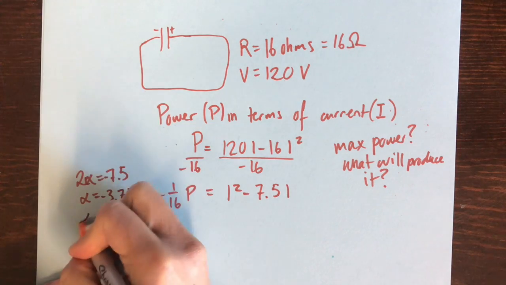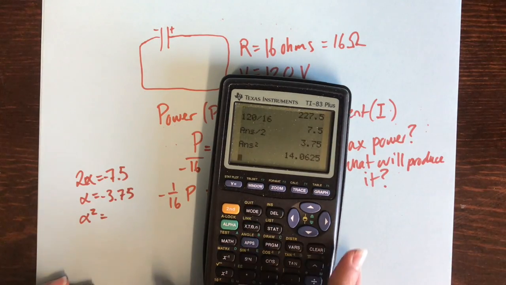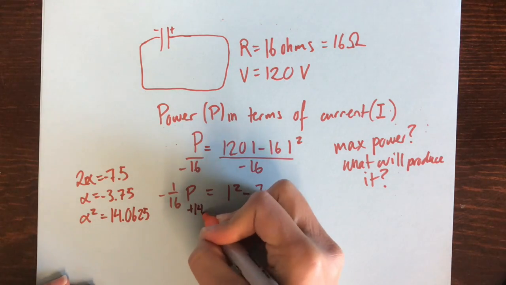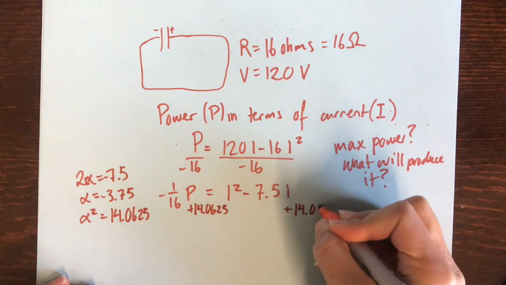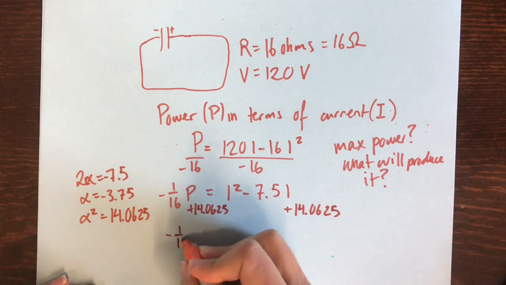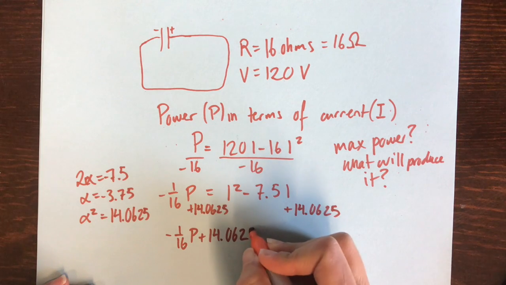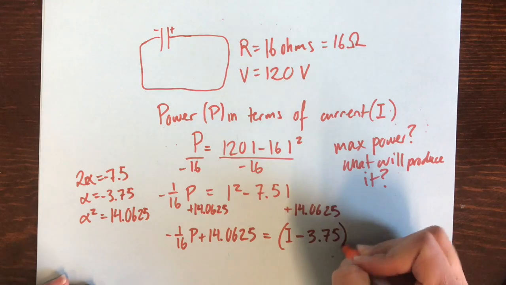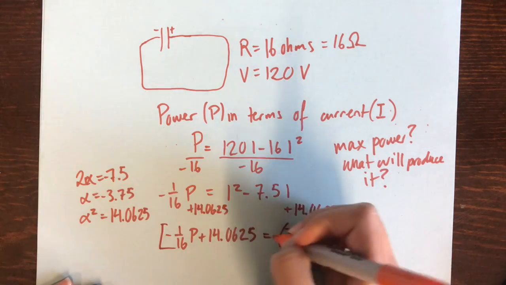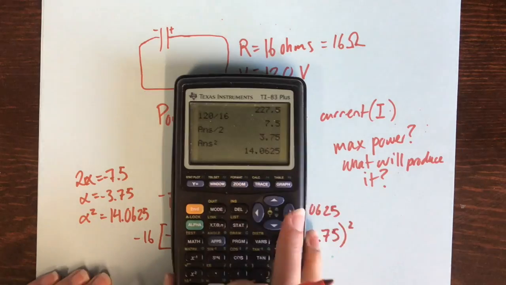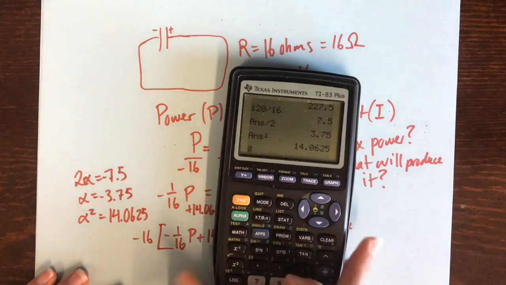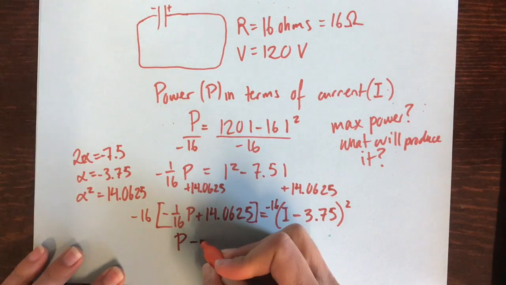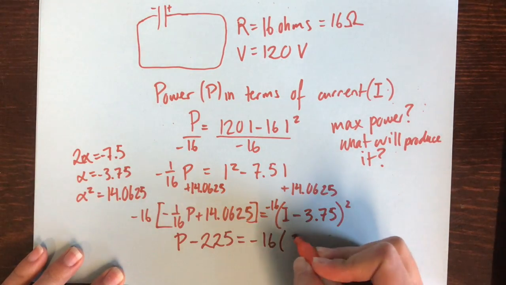And then when I square alpha, I don't know what that is off the top of my head, so it's going to be 14.0625. That's what I add to both sides of my equation. And then since I've completed the square, I know it can factor into the form of a square. So this is going to be I plus alpha squared, or I minus 3.75 squared. So then the last thing I need to do is bring that negative 16, which I originally divided by, and multiply it back so I can have it on the other side of the equation. And I end up with P minus 225 is equal to negative 16 times I minus 3.75 squared.